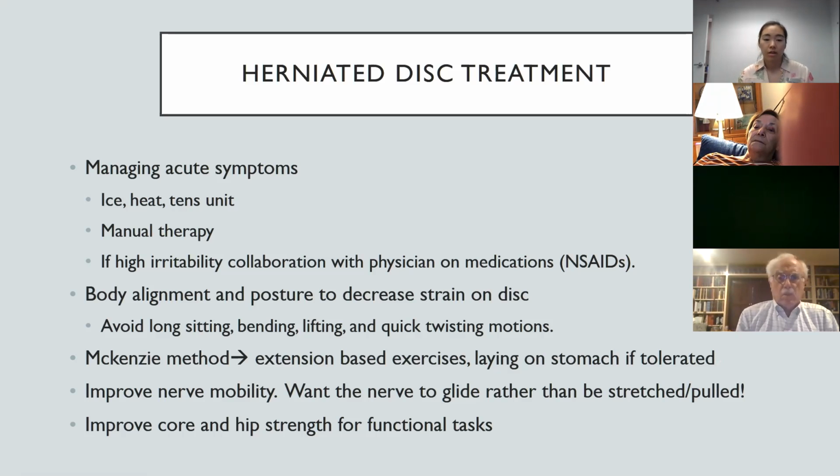We'll also be working on a little bit of what we call nerve mobility. Sometimes when the nerve is being irritated, it's being stretched and pulled, but that's not what the nerve wants to do. What we want the nerve to do is move back and forth and glide. If it's being stretched too much, it's going to send all these pain receptors to different parts of your leg, different parts of your body, and those are some of the symptoms that you will be experiencing. We would also be working on some of your hip and core strengthening, because that's going to give stability to your spine.